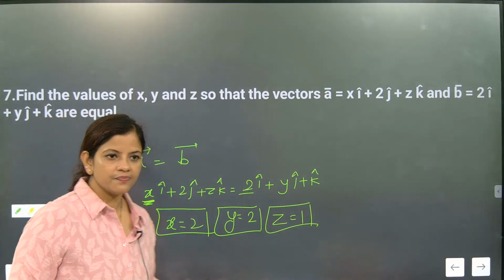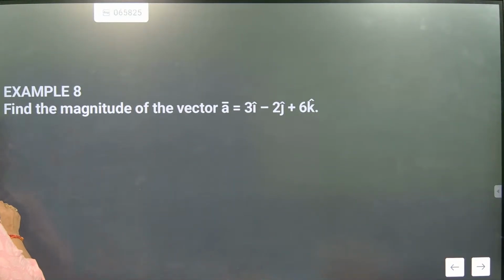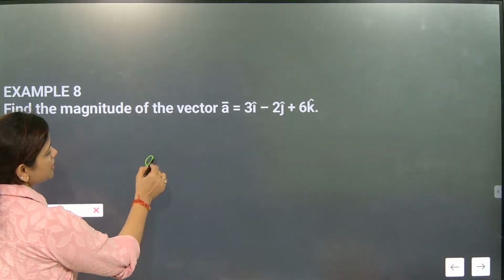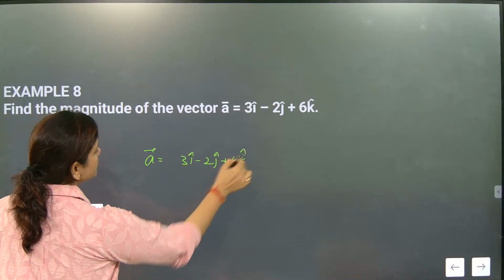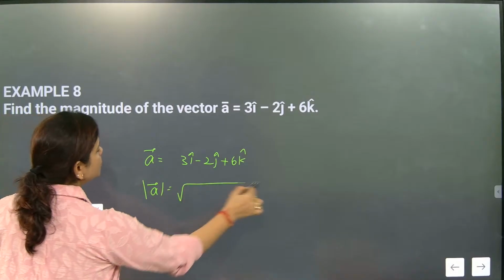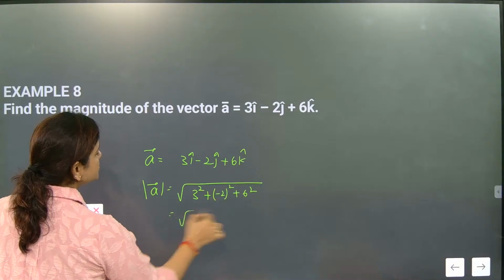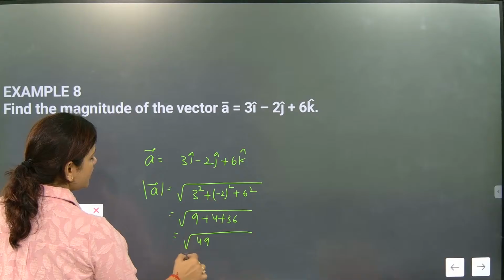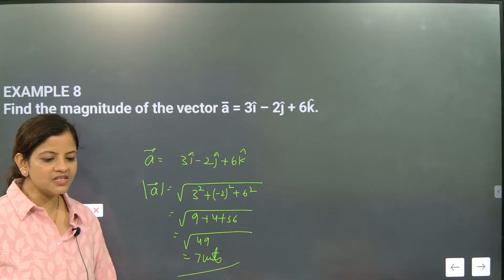I hope it is clear, beta? Okay, so this PDF will be available for you for the remaining questions. Find the magnitude of the vector. Come on, Vishwa, we can do it. What is the magnitude of this vector, beta? A vector is given as what, beta? 3i minus 2j plus 6k vector. So what is the magnitude of this? Root under, super, 3 square plus minus 2 square plus 6 square. So how much is it coming, beta? 9 plus 4 plus 36. How much is it coming? 49, and that is coming as 7 units. Super. Easy enough. Now is the confidence level rising or not?